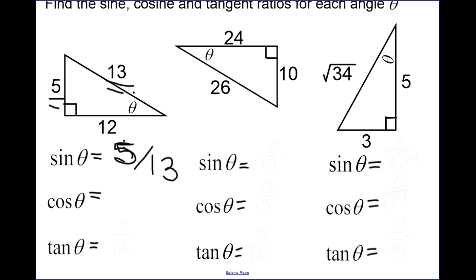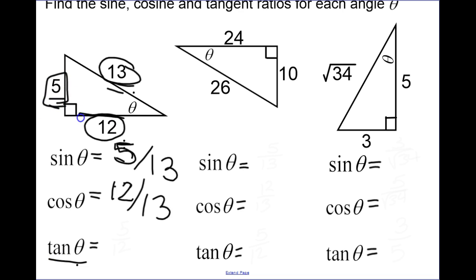My cosine is going to be my adjacent side divided by hypotenuse, and so that's going to end up being 12 over 13. And last but not least, my tangent is opposite divided by adjacent, and we're going to write this as 5 over 12. Remember, if any of these fractions can be simplified, you want to be able to simplify them. Pause this video now and try the two examples on the right-hand side.